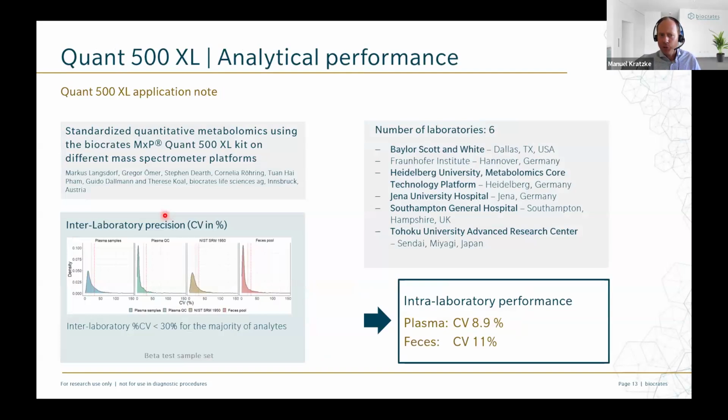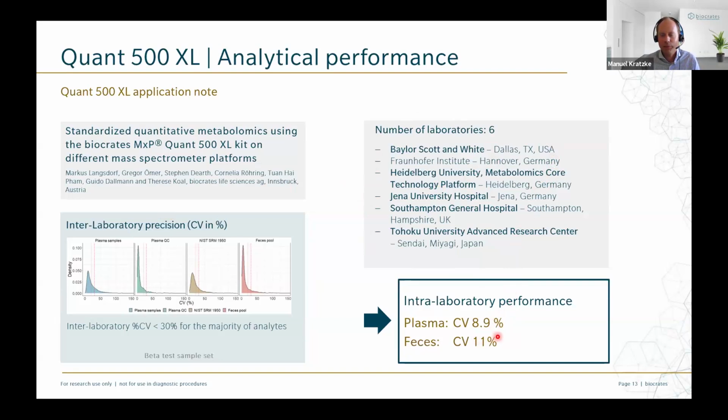The assay itself, the robustness for sure, is always tested by biocrates, and here we see an example of interlaboratory robustness. The same set of samples was run in different laboratories, and then the results were compared. So the concentrations from all metabolites measured in all laboratories were compared, and for plasma samples, on average, the variations are below 9%, for feces slightly higher.